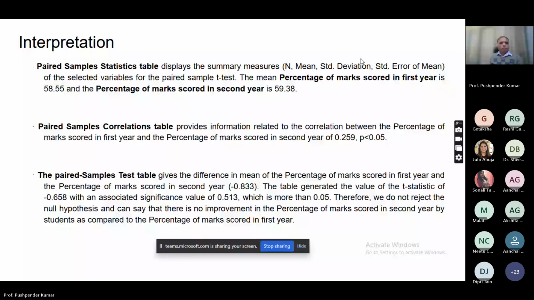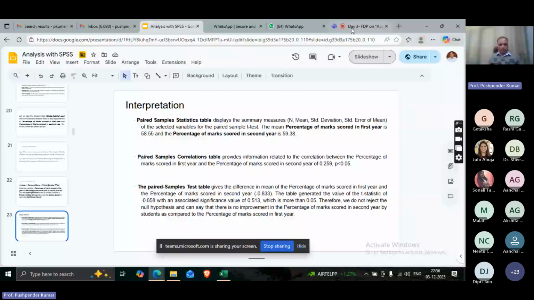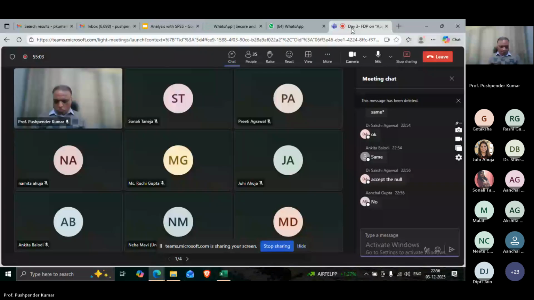And your p-value is now. Come to you. Tell me, should I reject the null hypothesis or not? Tell me in your chat box. Yes. Accept the null. Thank you very much.